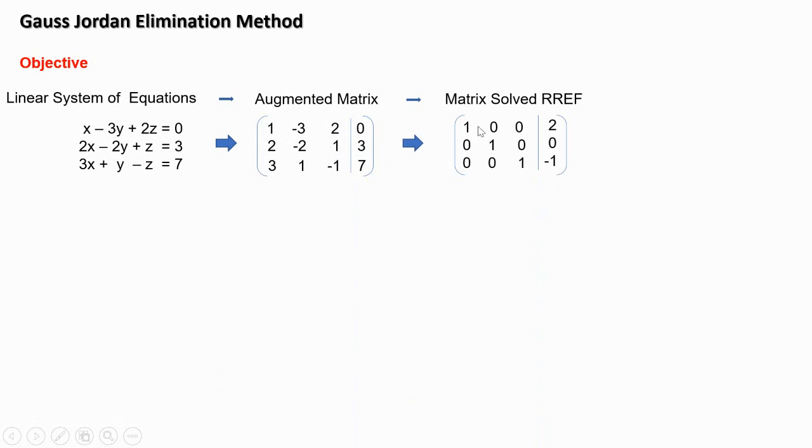Which means this is my x, y, and z. That means that x equals 2, y equals 0, and z equals -1. I'm going to solve the same one that I did earlier, just so you see that you can do it this way, but this way is a little bit more challenging. Okay, now, so what's the objective? How are we going to do it?